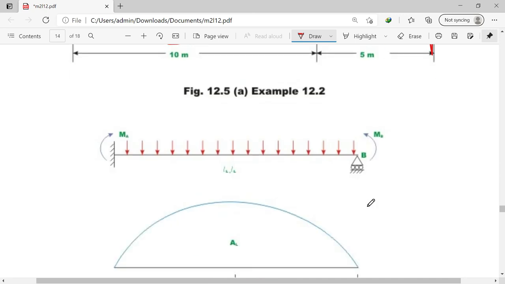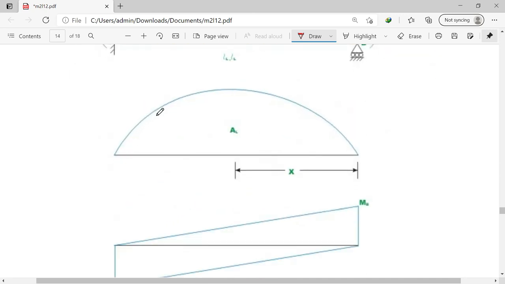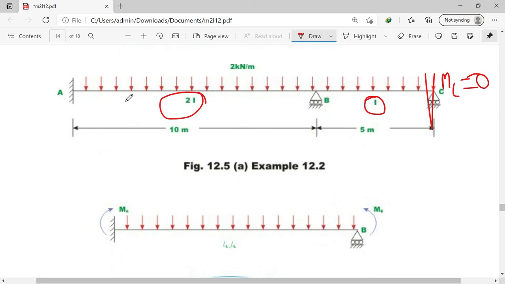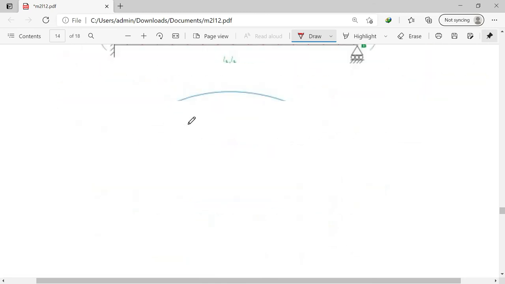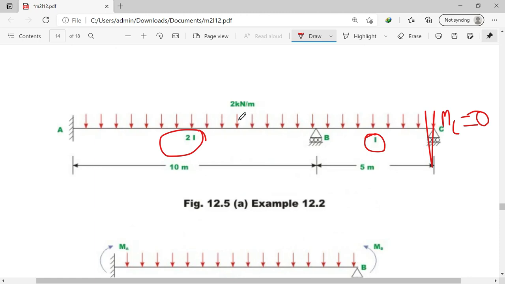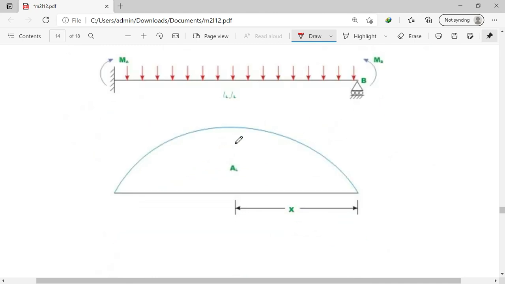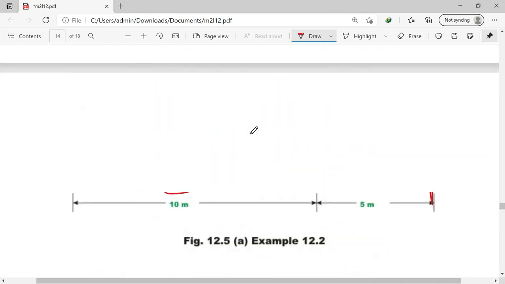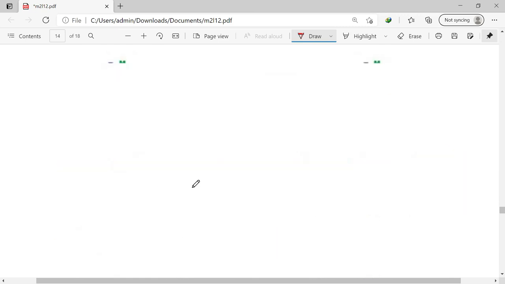For this span AB, the shape of the bending moment area will be parabolic. So we have to calculate the area. 2 kilonewton intensity is given, so the area will be 2 by 3 base into height. First of all, we have to calculate the bending moment. What will be the value of the bending moment? WL square by 8, so it will be equal to 2 into 10 square by 8.